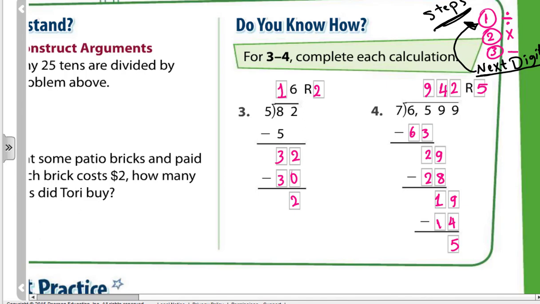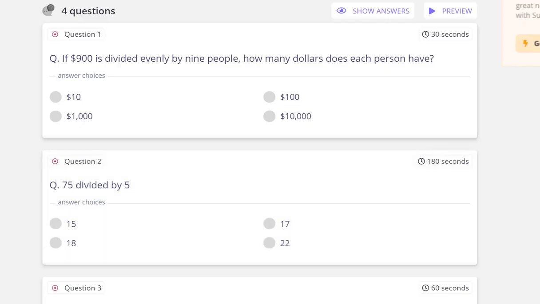Now, my heroes, I will send to you the link of the game. Let's start, my heroes.